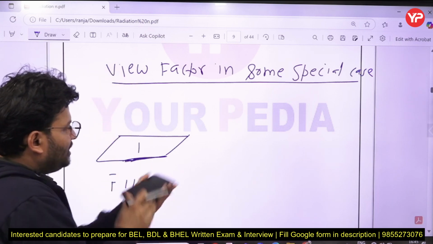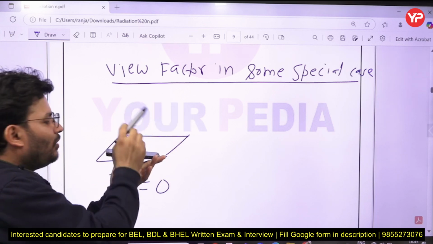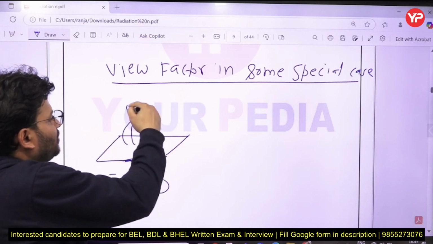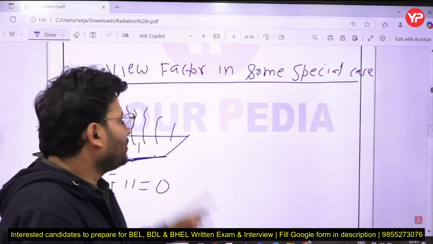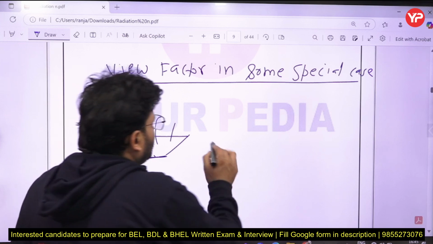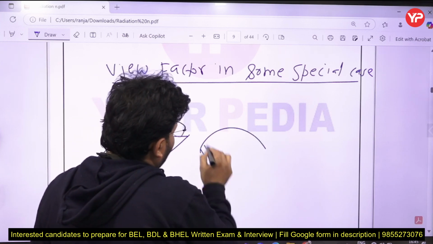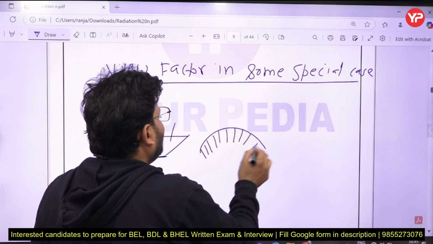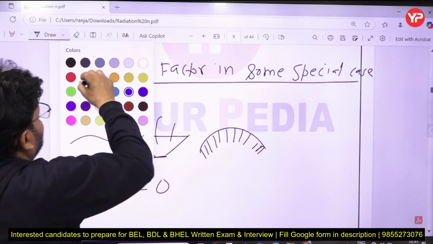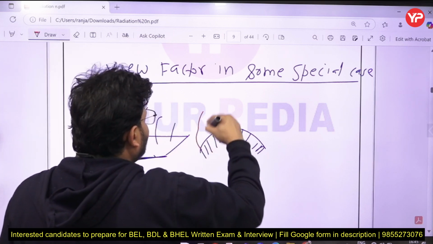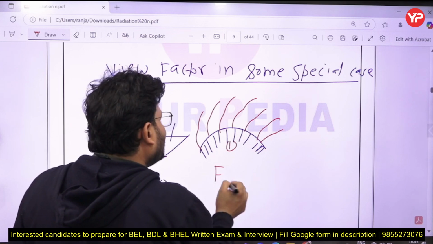This is surface 1, this is our mobile phone. Whatever is emitted will not come back on surface 1 itself. So here F11 will be 0. In the case of a flat plate, F11 will be 0. Now suppose this is our surface, which is painted on the internal part, and whatever is happening is from the external one. Here also, this is surface 1, and energy is emitted like that, so F11 will also be 0.